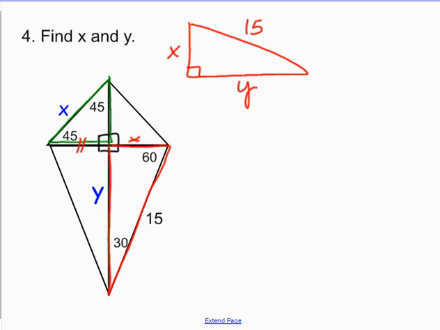So first we're going to do this x here because we need the short leg in order to get y. So the short leg is half of the hypotenuse, 15 divided by 2. So x equals 15 divided by 2, which means that x is 7.5. Okay, so we got 7.5 here. So I know that 7.5 is here as well. So now, let's figure out what y is.